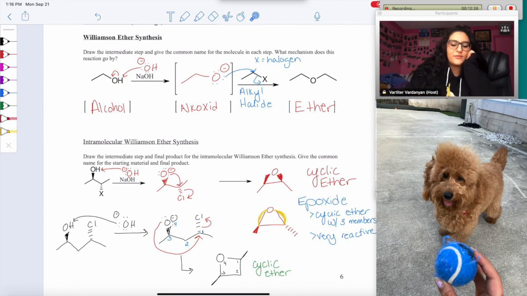So intermolecular is just this reaction. And intermolecular means that two different molecules are going to interact with one another. And that's going to be the alkoxide, which is the nucleophile, and the alkyl halide, which has our leaving group. Versus intramolecular means that the leaving group and the nucleophile are on the same carbon chain, and that will give us a ring as our final product.